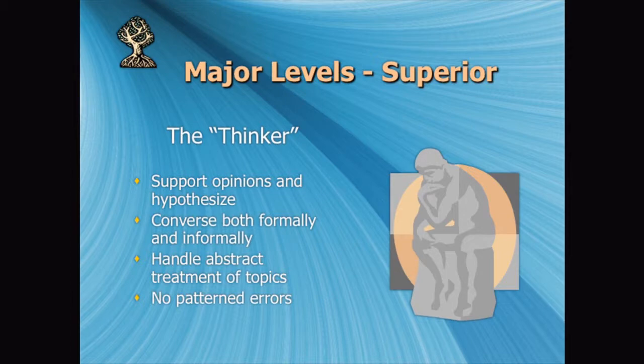Even a lot of our graduate students across this country are not superior. So superior is able to support opinions, hypothesize about abstract topics with no patterns of errors. Another level was added in 2012 to the ACTFL guidelines. What is it called? Distinguished. Which would correspond to levels 4 and 5 on the ILR scale.